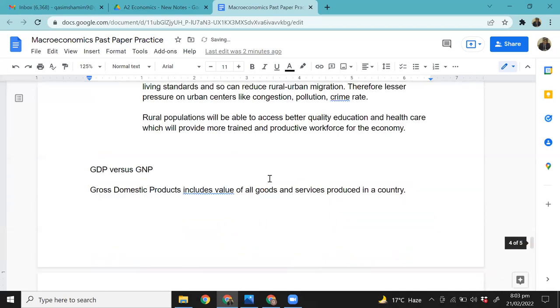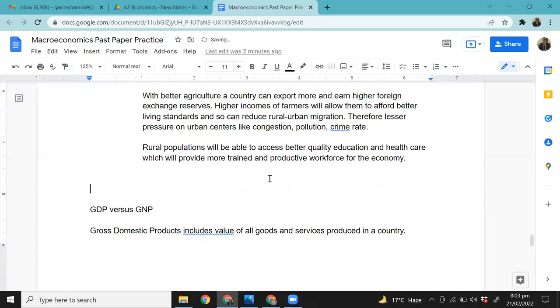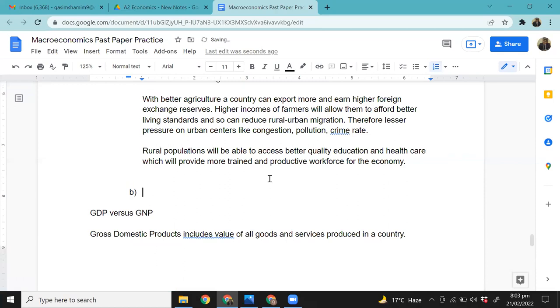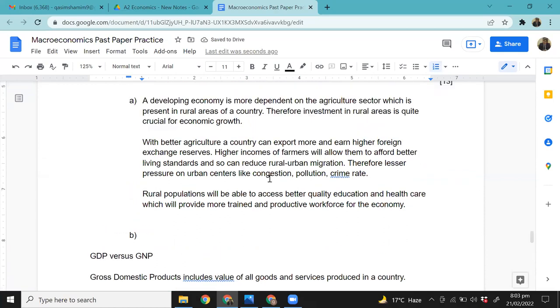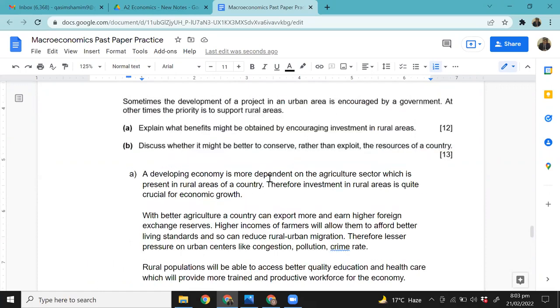Okay, now that was about it. Any other confusion? And by the way, if you still have confusion about this, we can do a separate lecture because this is part of the A2 syllabus, national income statistics. So GDP, GNP, what's the difference? How do we calculate it and so on, right? So we can even do a more comprehensive recap of this later on.